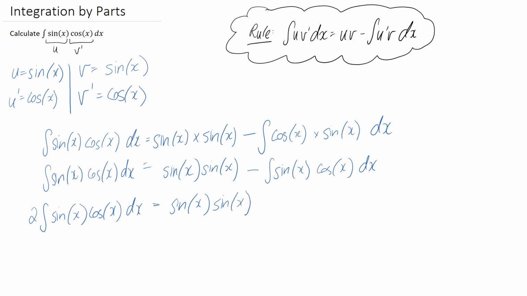So finally, all we want really is the integral of sine times cos on its own, which corresponds to this piece of the equation. So if we shift the 2 back to the other side, which just means dividing by it, we end up with that. And because this is an indefinite integral, we need to make sure we have our little plus c on the end.